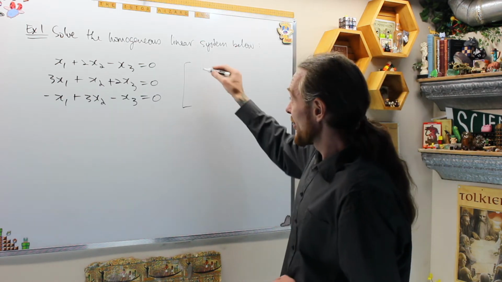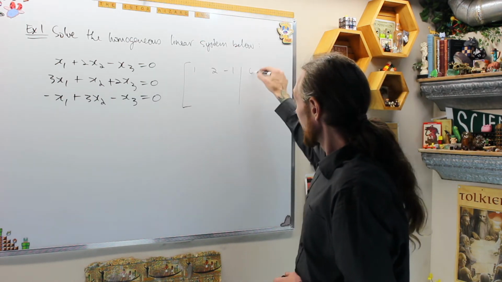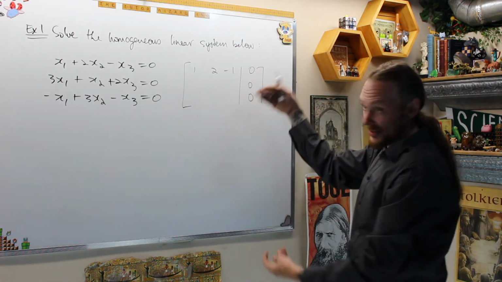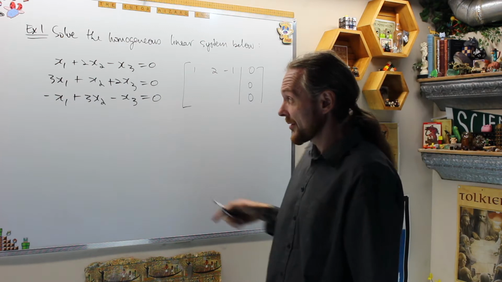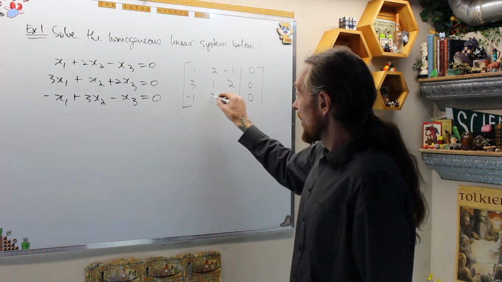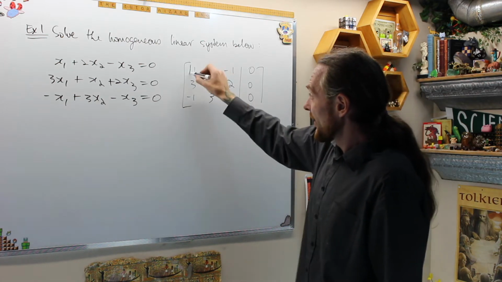I immediately augment the matrix. It gives me 1, 2, negative 1, 0, 0, 0. A lot of people say you can leave that out because it's never going to change, but just leave it, and it reminds you that it's an augmented matrix from a linear homogeneous system. 3, 1, 2, negative 1, 3, negative 1. I have a leading 1.